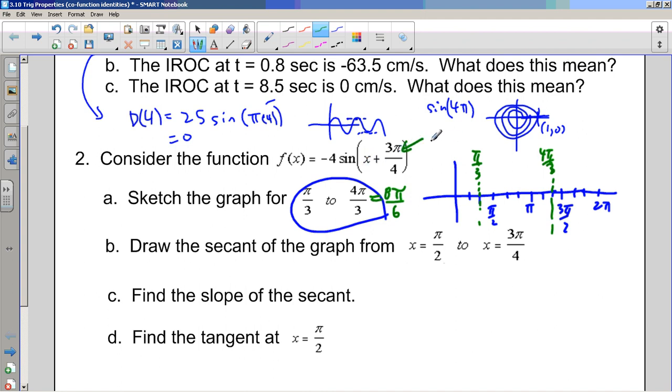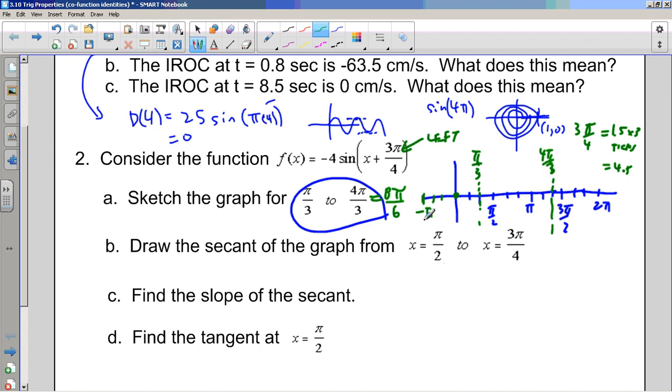What's this? This is left a certain amount. Left how much? Well, 3 pi over 4. How would we figure out how much 3 pi over 4 is? Well, the way that I would think of it, and I'm making a mess here, but that's okay, pi over 4 is 1.5 ticks, right? So then 3 pi over 4 is that times 3. It's 4.5 ticks. So I'm going to move my normal sine function left 4.5 ticks.